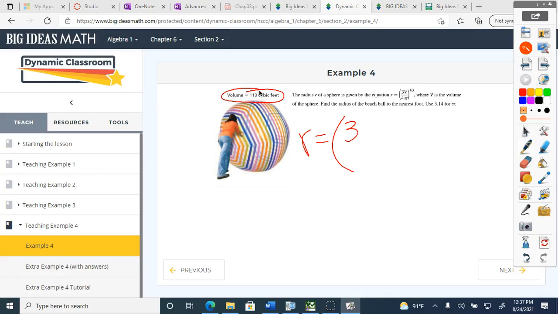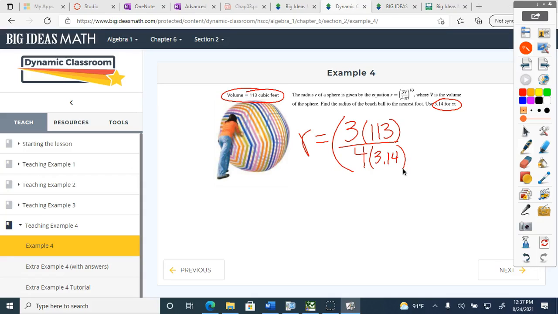113. So 3 times 113. It's in your book, but I'm writing it big, okay? Divided by 4 pi, and it says to use 3.14 for pi. So listen, that's important, okay? Because if they tell you to use 3.14 for pi, you need to use 3.14 and don't use the pi button, okay?